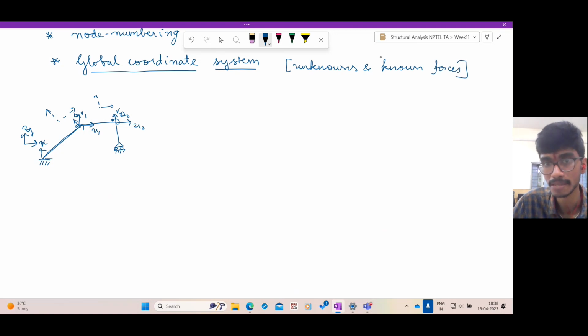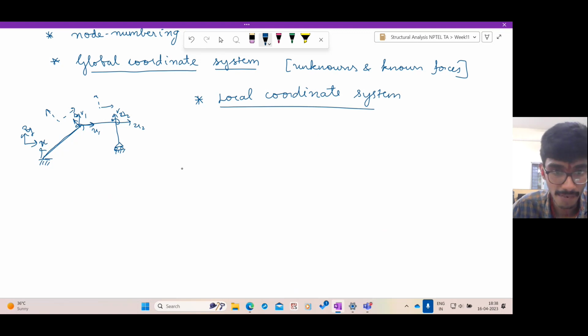So these are always represented in a global coordinate system, but you also need a local coordinate system. Why do you need that? Because the member force displacement relations can be written only in the local coordinate system. They are simple to be written in the local coordinate system.